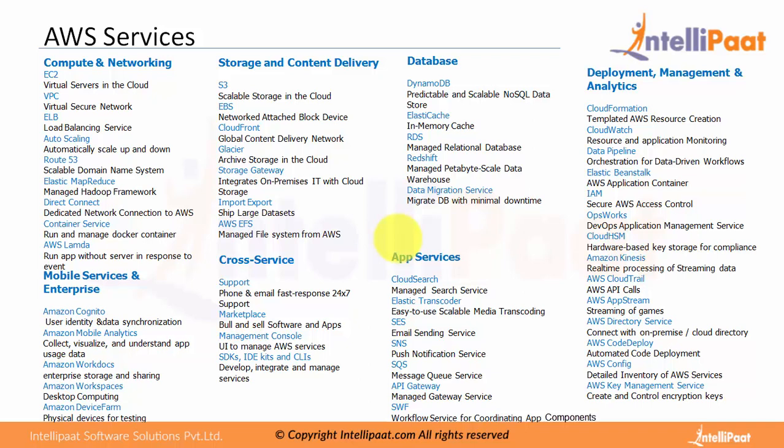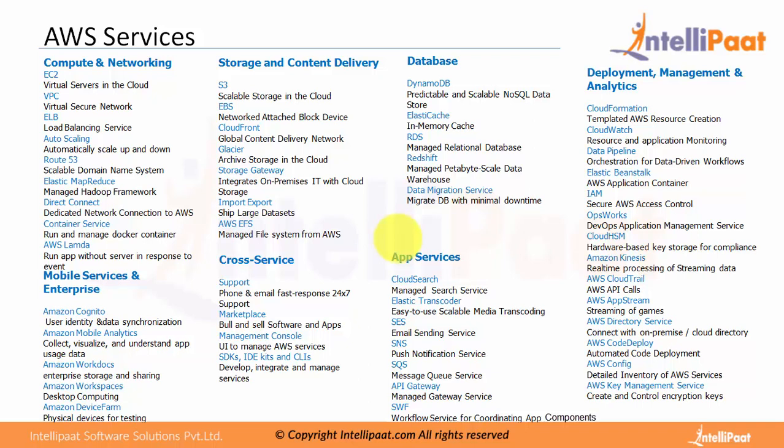Elastic Beanstalk is Amazon's own PaaS offering. We all know PaaS, the Platform as a Service model. If you want to manage hundreds and thousands of users and give them secure access to Amazon services, Amazon IAM is for that.